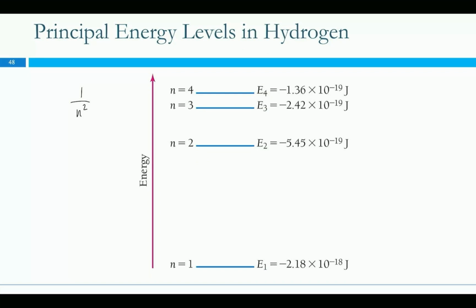And that kind of makes sense because down here at n equals 1, that's 1 divided by 1 squared, which is 1 over 1. At n equals 2, that's 1 over 4, so it's 1/4 of the energy at n equals 1. At n equals 3, that's 1/9 of the energy, and then 1/16 of the energy. So for every energy level, the difference between it and the previous energy level gets smaller and smaller by 1 over n squared.